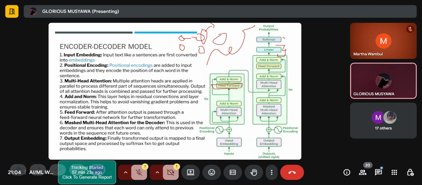So how ChatGPT works, for example, when you are generating, it is referring to the previous text before generating the next text, because we're trying to generate something that makes sense. I don't know if you get that there. And that's why we have another term called output embedding. Finally, the transformed output is mapped to a final output space and processed by a softmax function to get output probabilities.